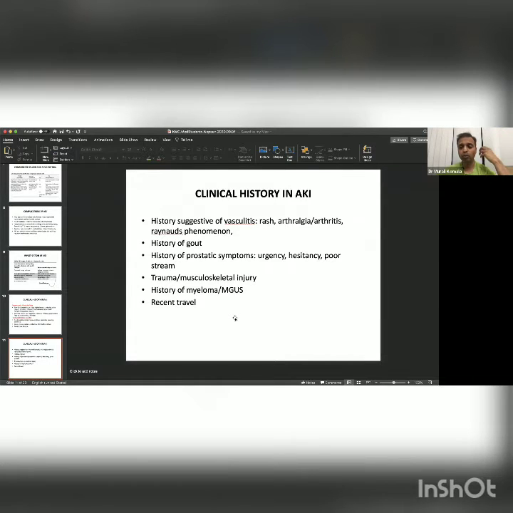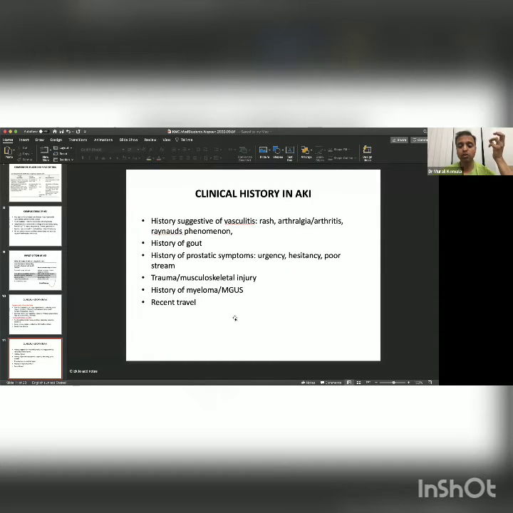Prostatic symptoms. What are the prostatic symptoms? Urgency, hesitancy, poor stream. That means they're trying to pass urine, they're having difficulty passing urine. They want to pass, but it takes some time for them to start. And they also have urgency, which means that if they are not able to reach the toilet in time, they may actually leak urine. And they can also have a feeling that once they pass urine and they come back, they want to go back again. So these are the symptoms of prostatic enlargement in men.